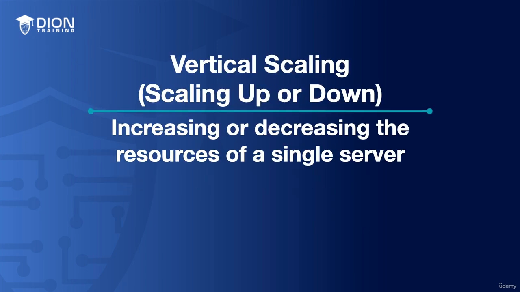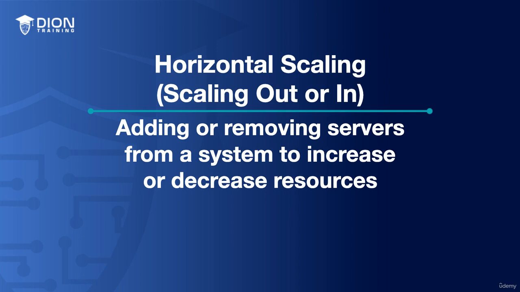Now, vertical scaling, also known as scaling up or scaling down, involves increasing or decreasing the resources of a given server. This can include adding more memory or processing power to a given server, or removing resources to decrease the server's capacity. Now, horizontal scaling, on the other hand, is known as scaling outward or inward, and it involves adding or removing servers from a system to increase or decrease resources. This can be done by adding or removing virtual machines from a cloud provider, or by adding and removing physical servers from your own data center.